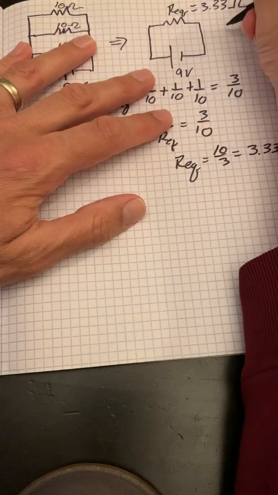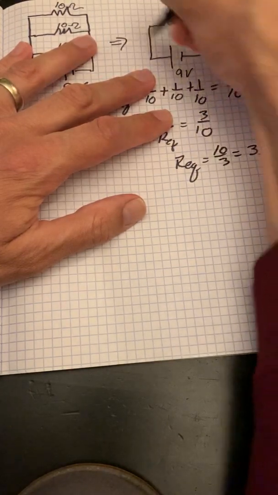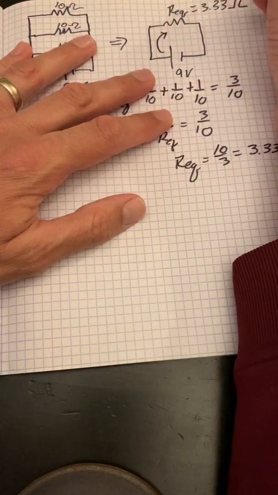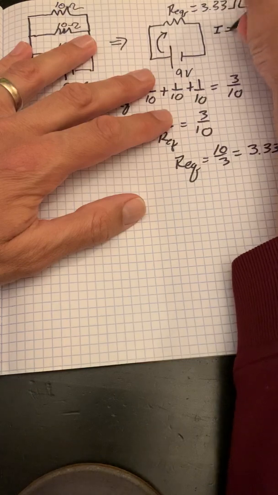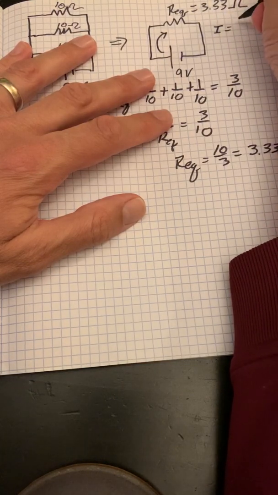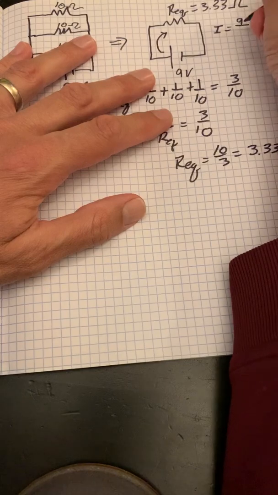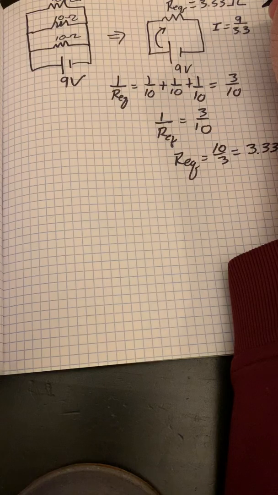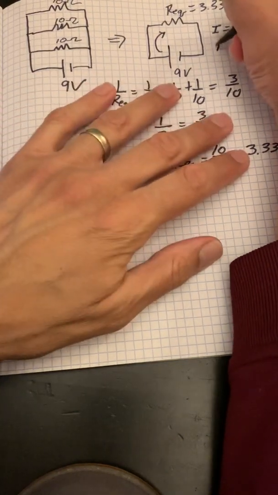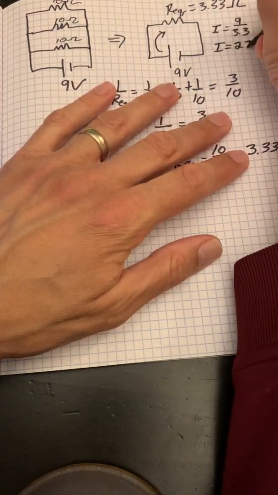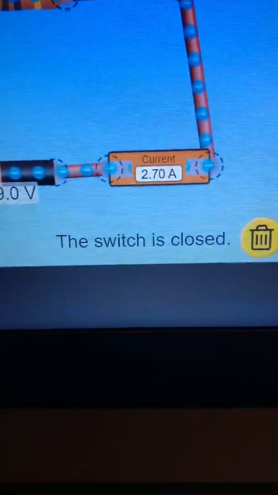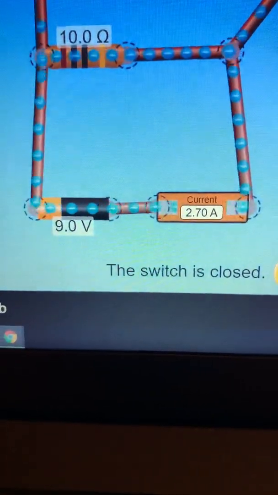So if this is 9 volts, if I want to know the current that's flowing through this little circuit here, which is the current right next to the battery, I would say this. I is equal to V over R, 9 over 3.3 repeating, and I believe I did the mathematics on that. 9 over 3.3 repeating is equal to 2.72 amperes. Now let's check the meter really quick. Look at that. They are measuring 2.7 amps because they are rounding.